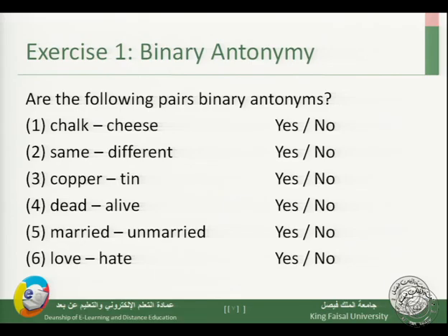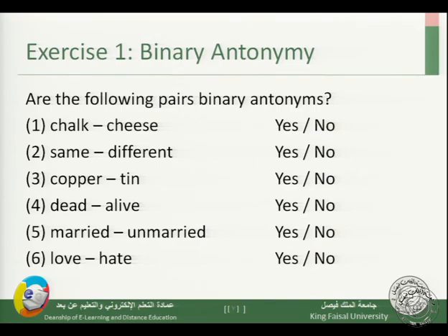The second one, same and different. So if two things are not the same, are they different? Yes. So number 2 is a binary antonym. 3, copper and tin. If something is not copper, does this mean it's tin? No. So this means number 3 is not a binary antonym. Number 4, dead and alive. We mentioned this previously. If someone is not dead, does this mean he's alive? Yes. So these are binary antonyms. So number 4 is yes.